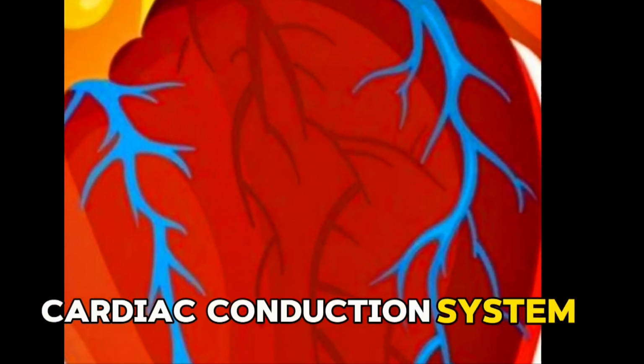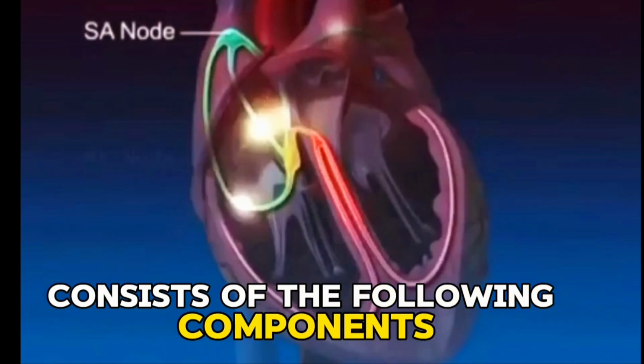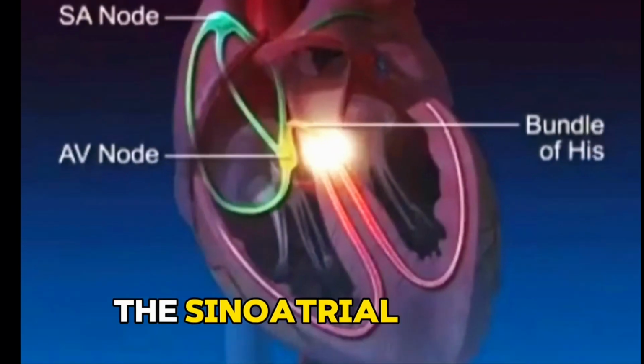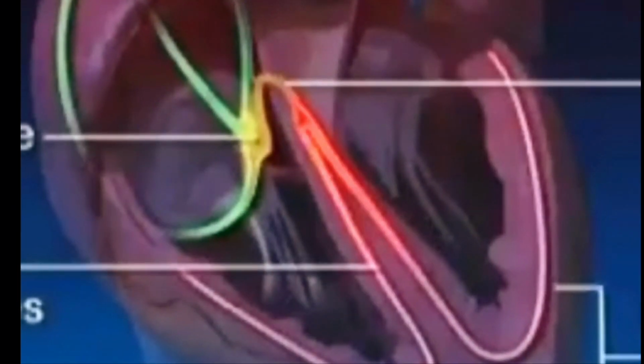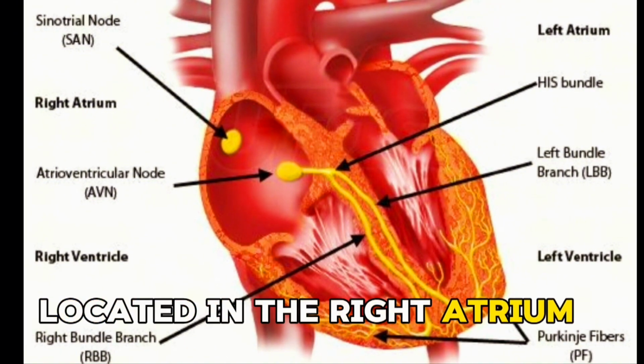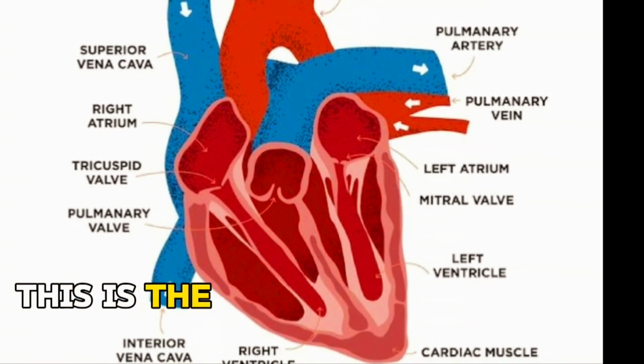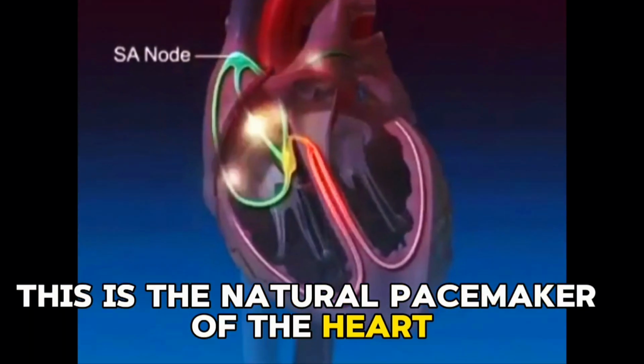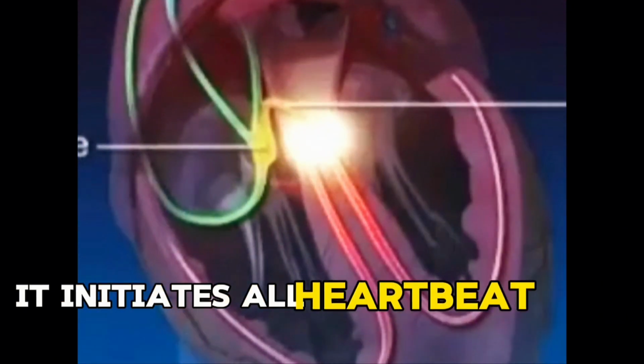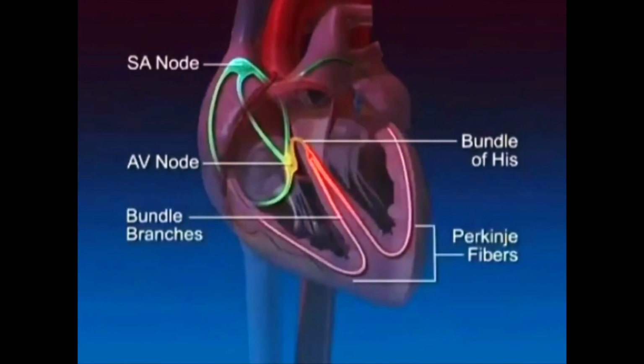The cardiac conduction system consists of the following components. The sinoatrial node, or SA node, is located in the right atrium near the entrance of the superior vena cava. This is the natural pacemaker of the heart. It initiates every heartbeat and determines heart rate.